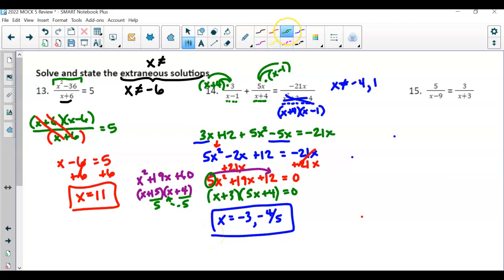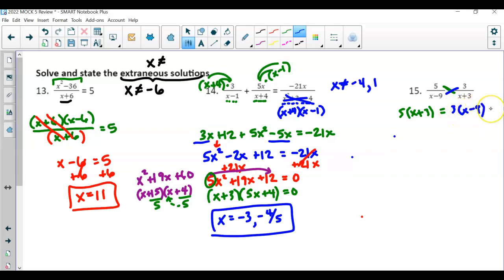Last one, question 15. Now here, notice how you have two rational, like two fractions, right, that equal each other, almost like a proportion. And we're solving for x. Now, I cannot factor either of these two denominators. I'm just going to go through and cross multiply. So 5 times x plus 3 is equal to 3 times x minus 9.